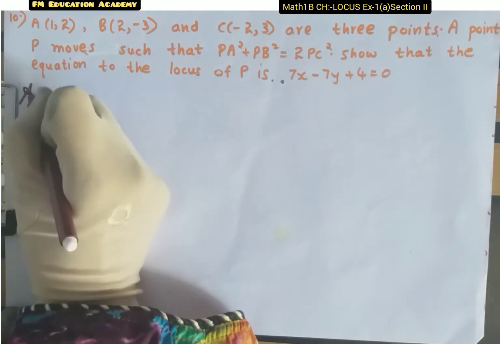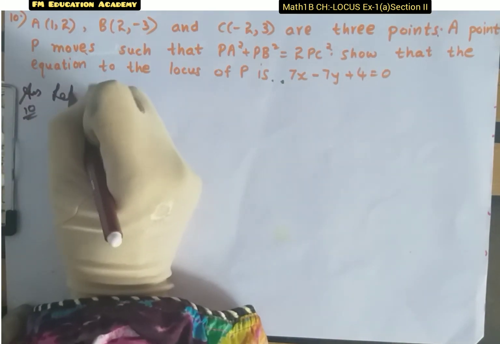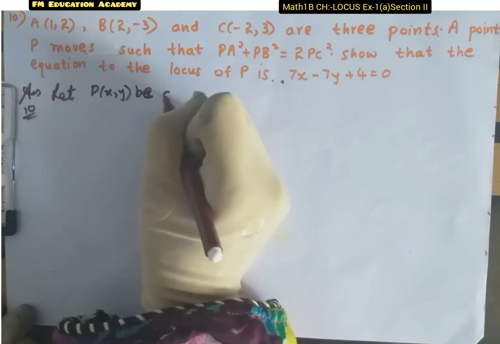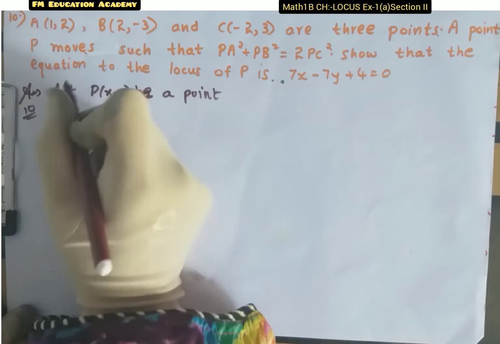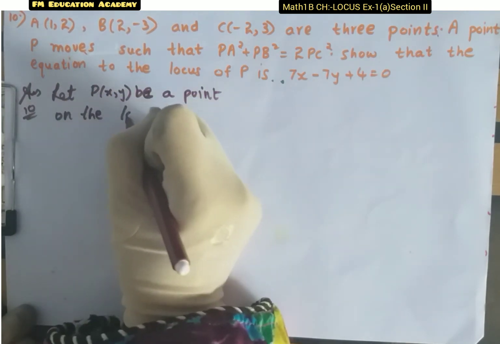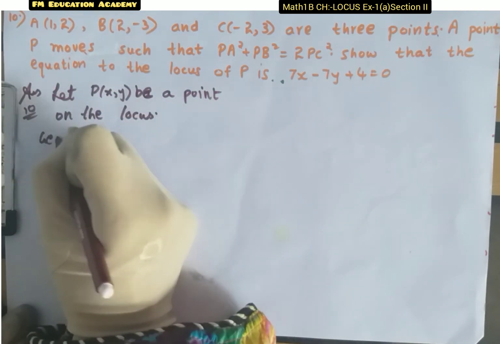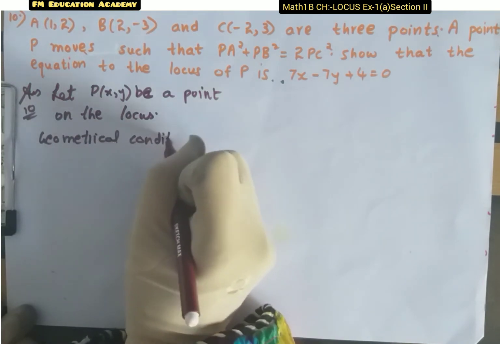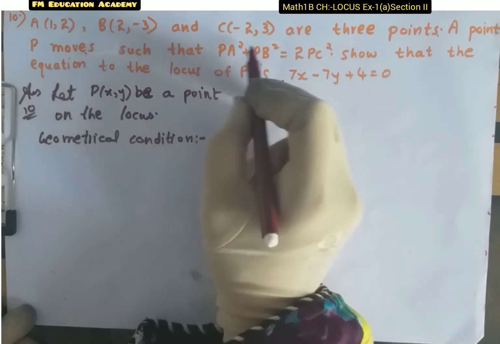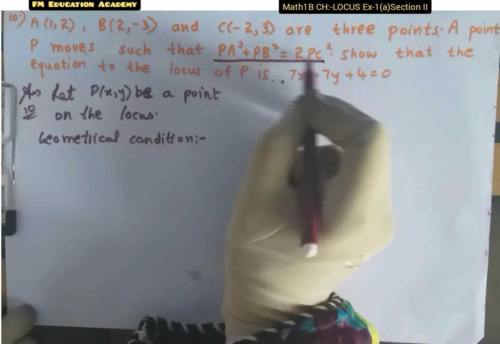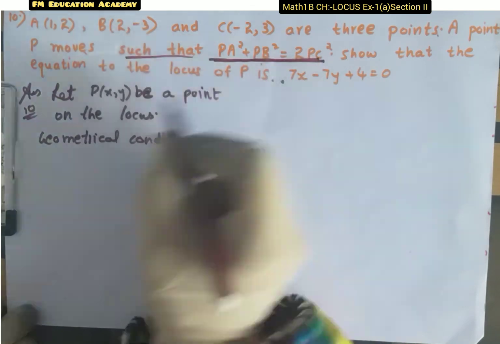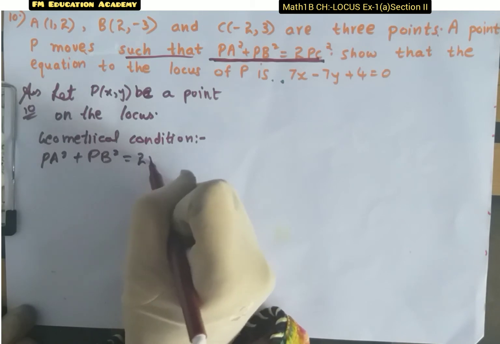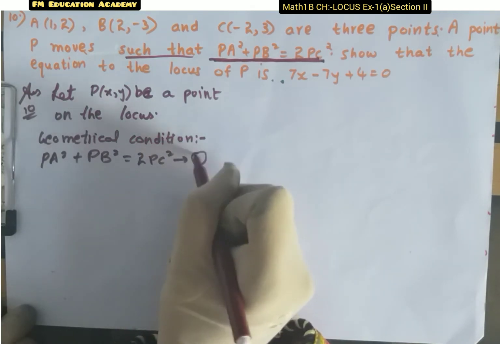So as usual, first you have to write the step 1. What is the first step? Let P x, y be a point on the locus. Then we have to write a geometrical condition. That will be our second step, and the geometrical condition given in the question is PA square plus PB square is equals to 2PC square. Let us suppose that is our equation 1.